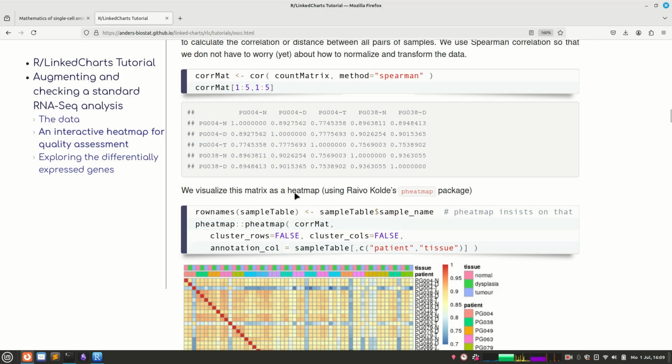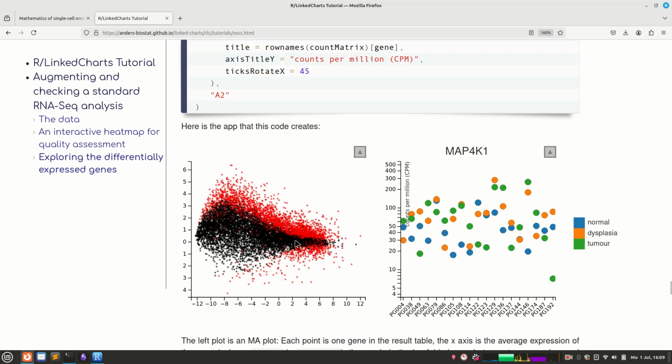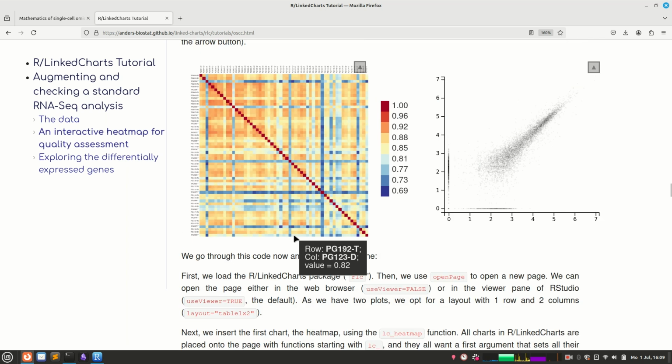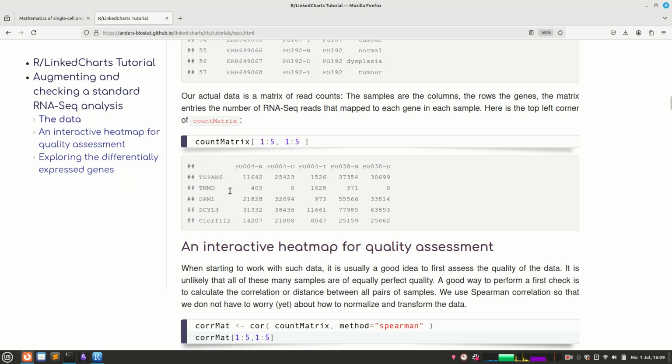And to do that, and now I show you here this app that we did. So what they did is bulk RNA sequencing, which means they started off with a count matrix like this. As you can see here, each row is a gene as usual, and each column is now not a cell, but a whole sample.